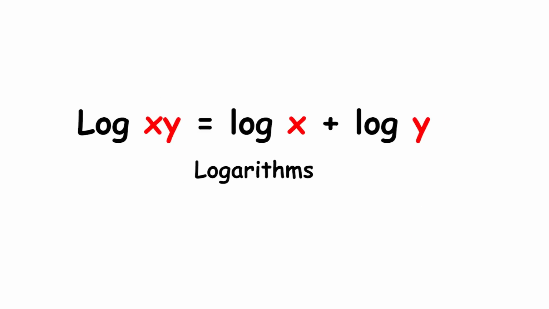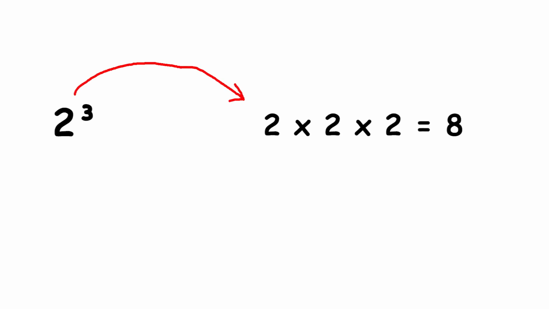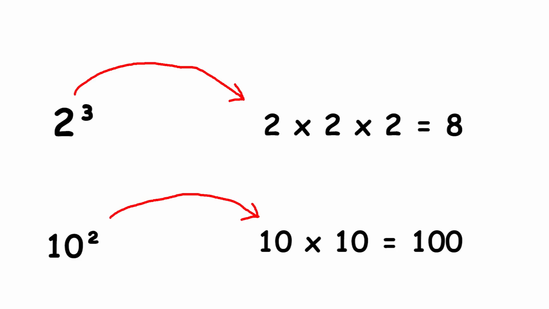Logarithms. Logarithms are a way to make multiplication easier. They are the opposite of exponents. An exponent tells you how many times to multiply a number by itself. For example, 2 cubed means 2 times 2 times 2, which equals 8, or 10 squared, which means 10 times 10 equals 100. A logarithm tells you what exponent you need to make a certain number.